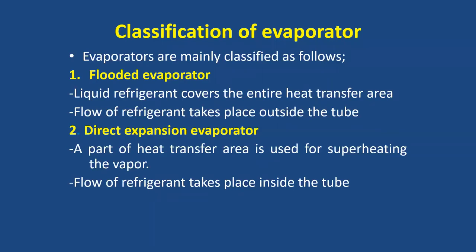Basically, it's a type of heat exchanger, but evaporators and condensers are classified in a different way than the classification of heat exchangers, like parallel flow, counter flow. That is based on the construction, but it's a generalized classification of heat exchangers. But as far as evaporators are concerned, they are mainly categorized into two: flooded evaporator and DX type evaporator, that is direct expansion evaporator. In a flooded evaporator, the liquid refrigerant covers the entire heat transfer area.